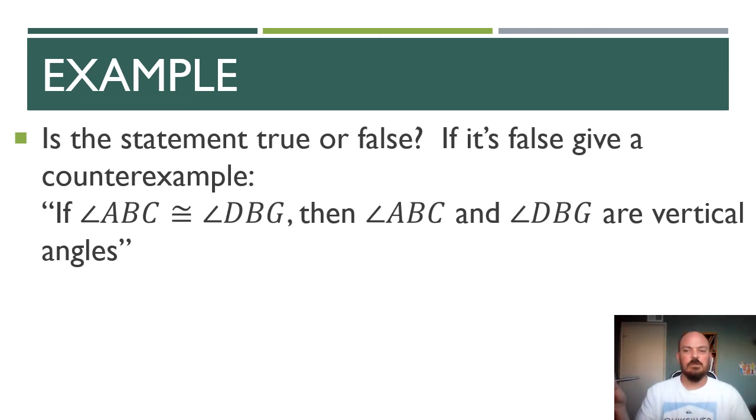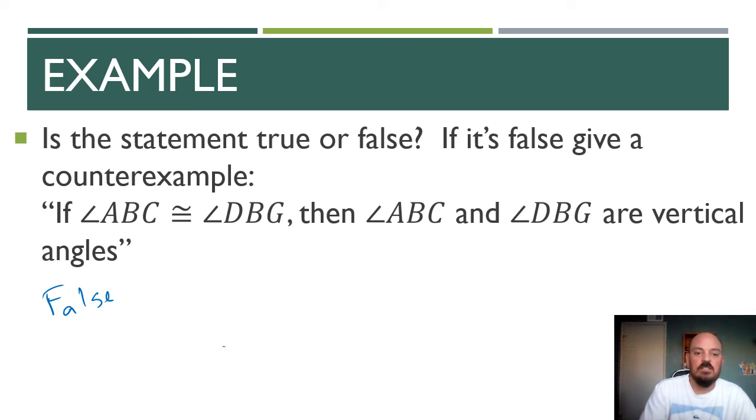So I say, well, I know vertical angles are congruent, but what I'm asking you right now is, does that work backwards? You know, if you have two vertical angles, they're congruent. But if you have two congruent angles, does that automatically mean they're vertical angles? I think that's false. I think I can come up with a counterexample for that. And my counterexample is not going to be a sentence this time. My counterexample is going to be a picture.